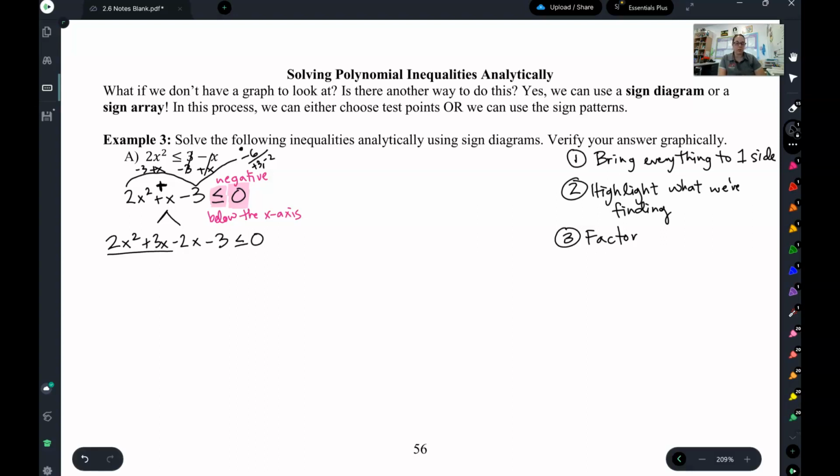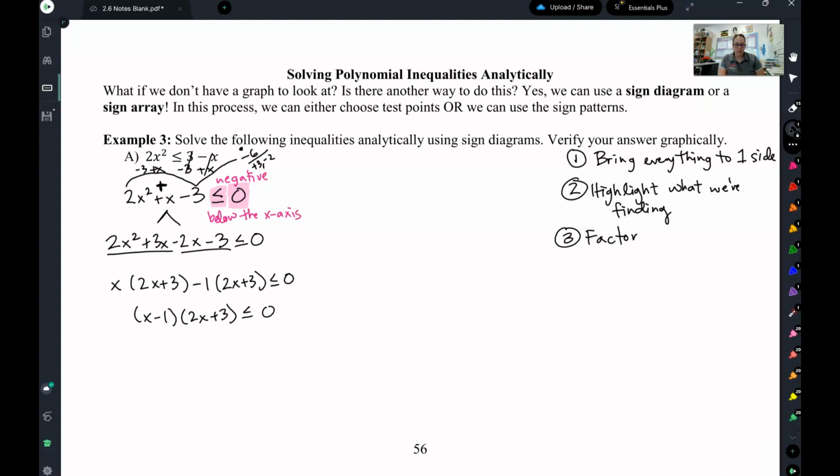So now I look at the first two. What do they have in common? They have an x in common. Look at the second two. What do they have in common? They have a minus 1 in common. So it looks like my factoring is x minus 1 and 2x plus 3. Beautiful. So step 3, factor, check.